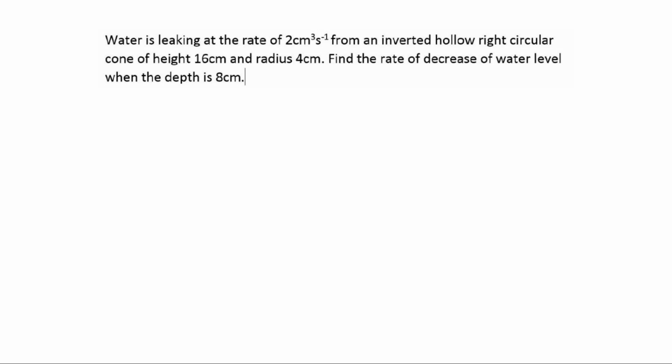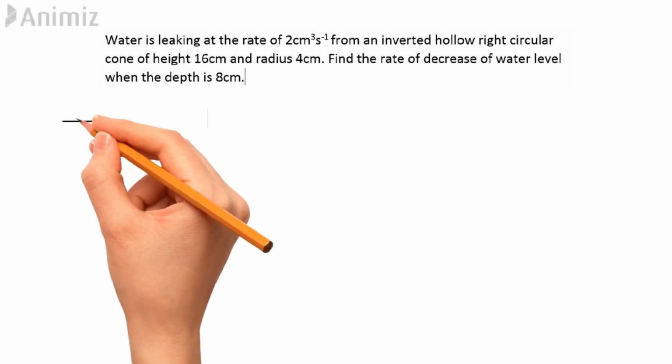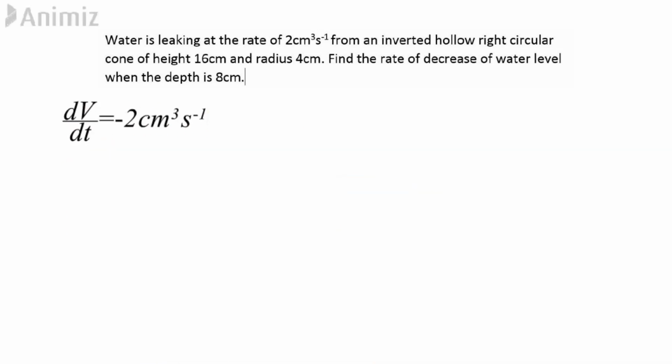Let's identify the changing variable in derivative form. That will be the leaking rate of the water. Since it's leaking, it will be negative. Also, let's take a closer look at its unit, cm³, so it's volume, and per second. So we get our derivative form: dV over dt is equal to -2 cm³ per second.